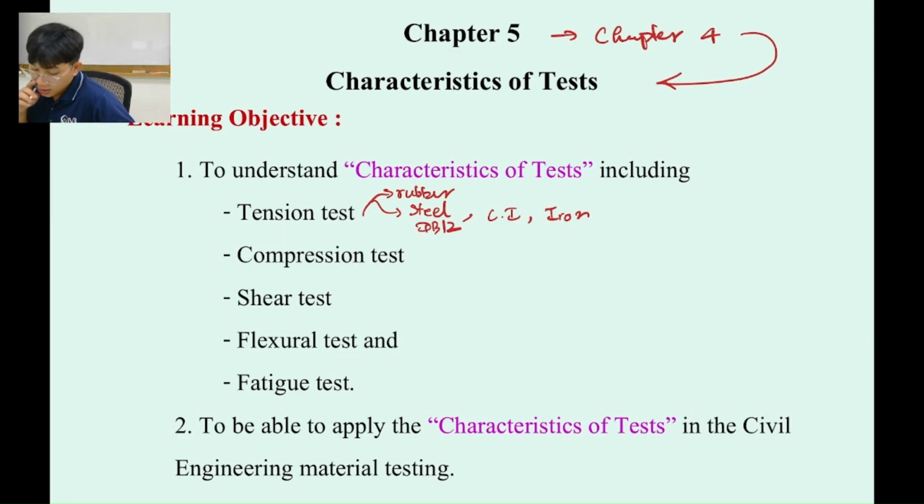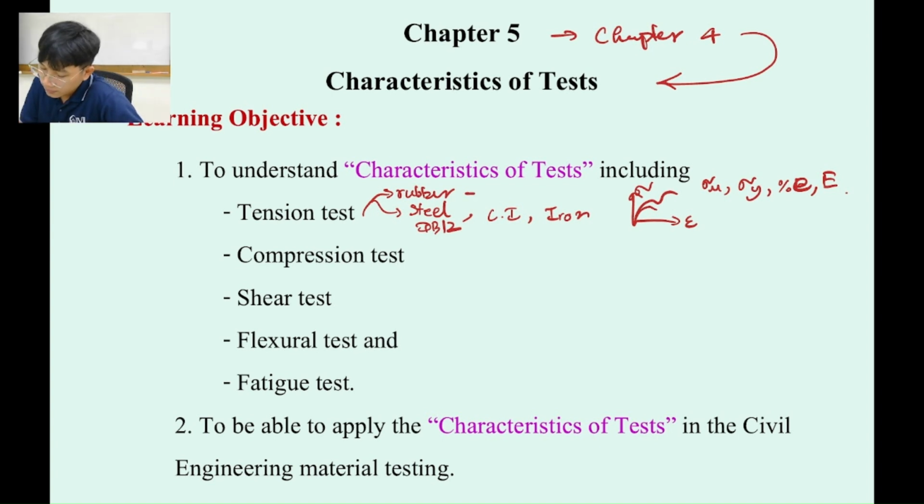After we test it, we draw the stress strain curve, and then we find the mechanical properties. You may have noticed we need to find the ultimate point, yielding point, percent elongation, and lastly the modulus of elasticity for the tensile. But for the rubber, we tested for the Poisson ratio only.